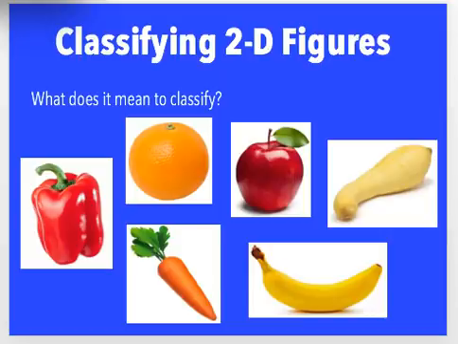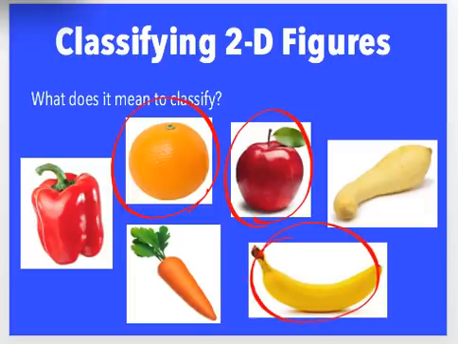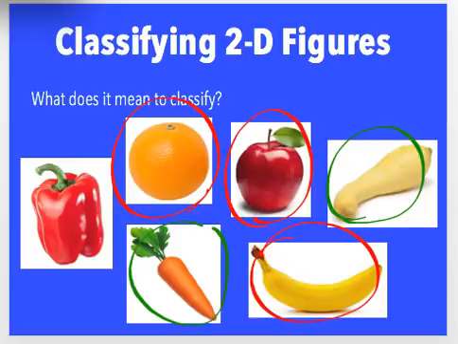If you look at these pictures that I have here, there are a lot of different ways that I could classify or categorize these things. I could separate them if I wanted to into fruits and vegetables. I could put the apple with the orange and the banana, and I could say that the squash, the carrot, and the pepper are vegetables. So the red circles are fruits and the green circles are vegetables.